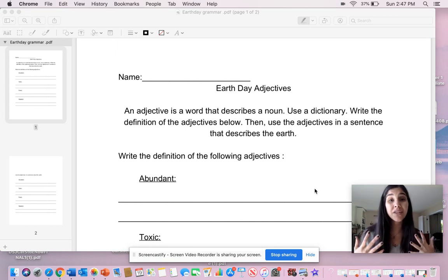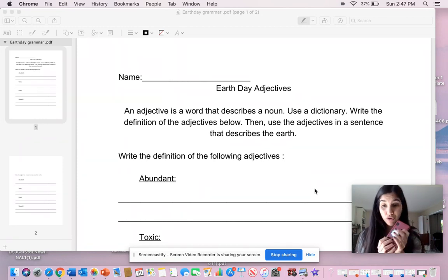So this week is all about adjectives, and we know that an adjective is a descriptive word that describes a noun. So if I wanted to describe my phone, I could say that it was red, that it's small, that it's light. All these words are adjectives. They're describing the noun of my phone.